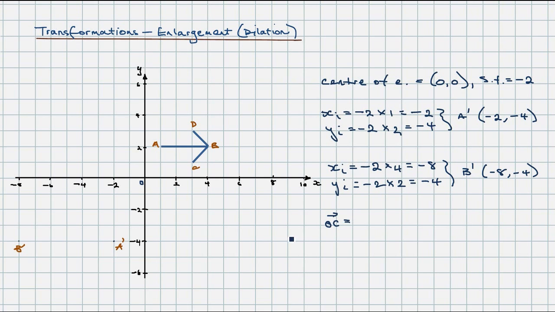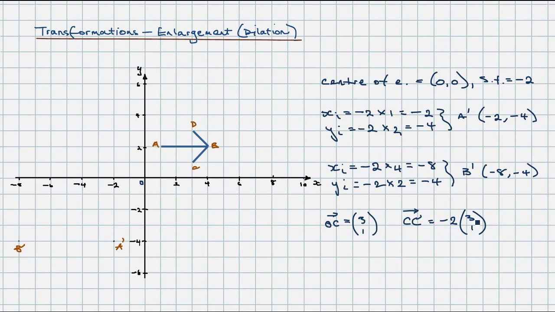That vector is 3, 1. What we want though is the vector C to C prime. So how are we going to get that? Well, simply we're going to multiply 3, 1 by minus 2. So let's start with minus 2, the scale factor, and then the vector 3, 1.